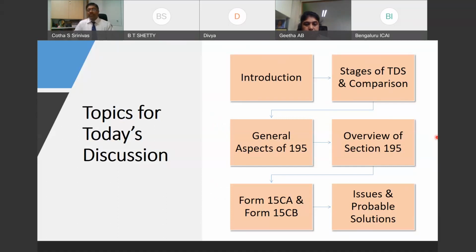While covering the general aspects of Section 195, almost I would have covered the overview of Section 195. Then Form 15CA and CB, we will see what the procedures are that need to be followed in the new IT portal. And if time permits, we will take issues and probable solutions.